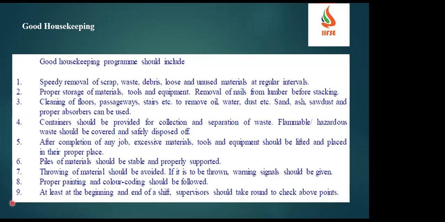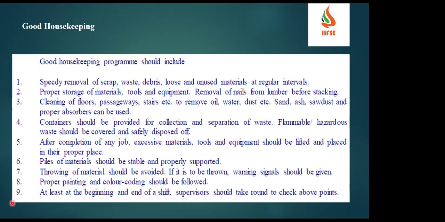a speedy removal of scrap, waste, debris, and loose and unused materials at regular intervals, and the proper storage of materials, tools and equipment, and removal of nails from the lumber, which is the wooden pieces or shuttering material, before stacking. Otherwise, what will happen? There will be a chance, while they are altering the wooden pieces or cutting with any wood cutter, that if any nails are in that wood, it leads to an accident. Cleaning of the floor and passageways, stains, etc., to remove oil, water, dust, etc., and sand, ash or sawdust and proper absorbers can be used. Containers should be provided for the collection and separation of waste and flammable hazards. Waste should be covered and safely disposed of.